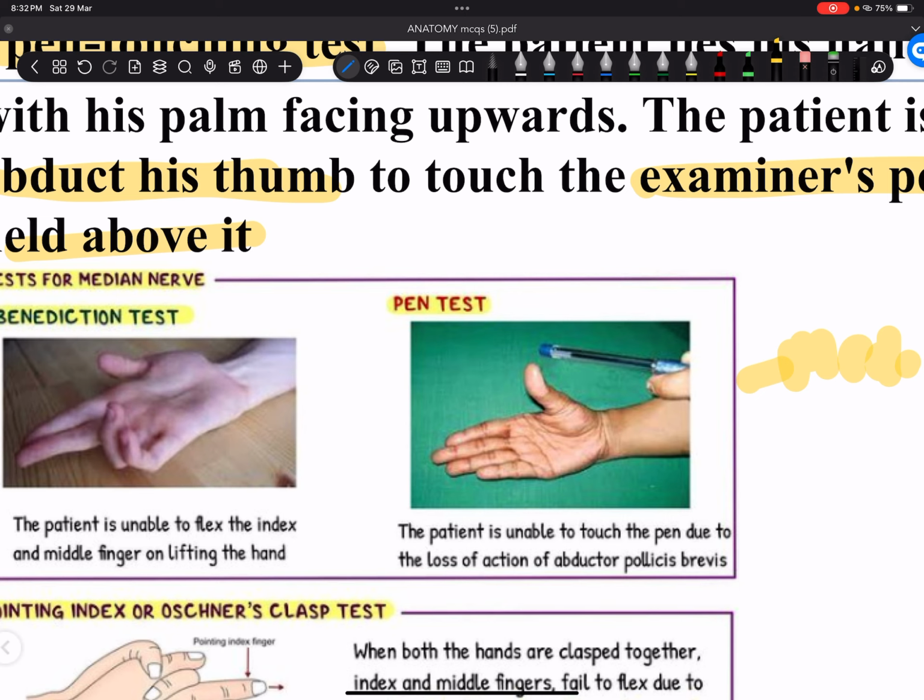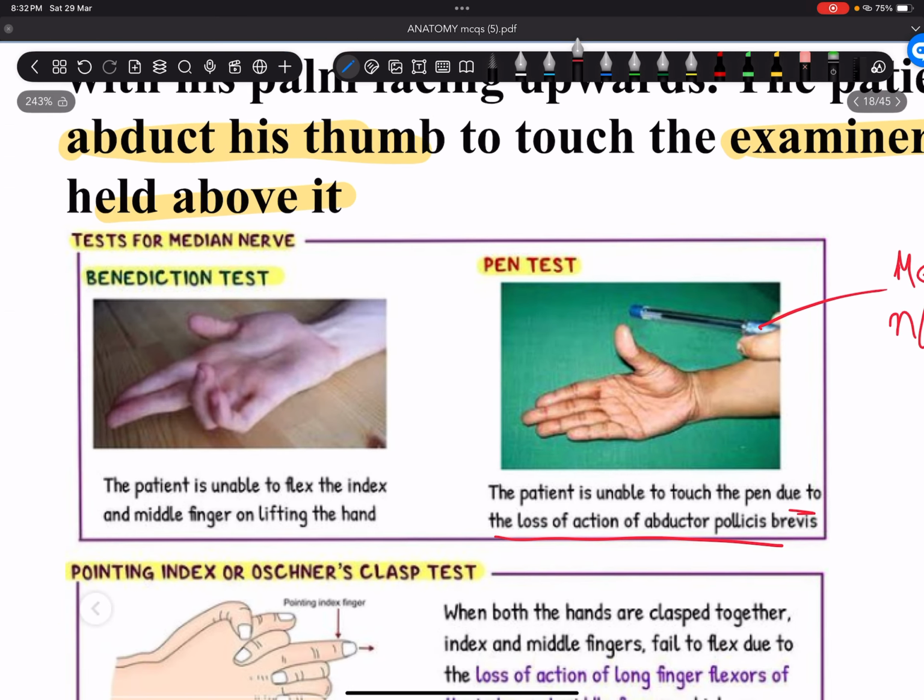Should I write it more appropriately? Let's take a red pen. Median nerve. The patient is unable to touch the pen due to loss of action of abductor pollicis brevis.